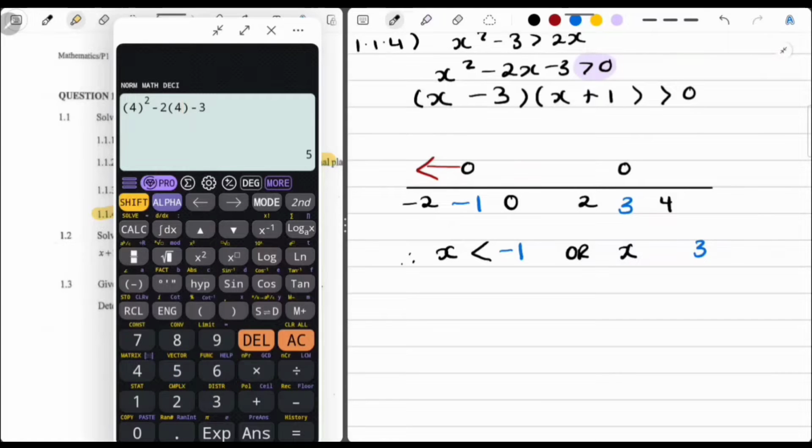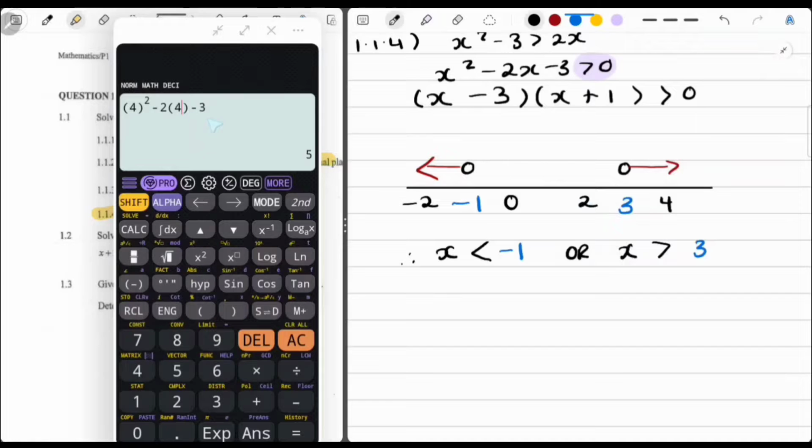We get 5, okay? So it's a parabola, we get 5. And so it means that, yes, 5 is a value that is greater than 0. So this is also working for values that are greater than 3. So I'm saying that x has to be greater than 3. Again, the arrow really helps you with the inequality.